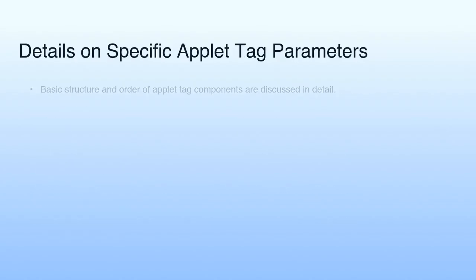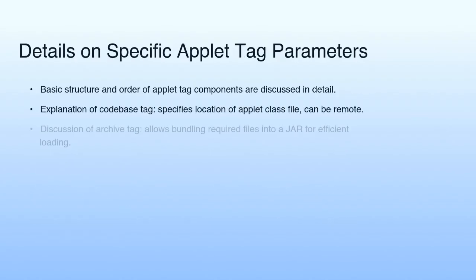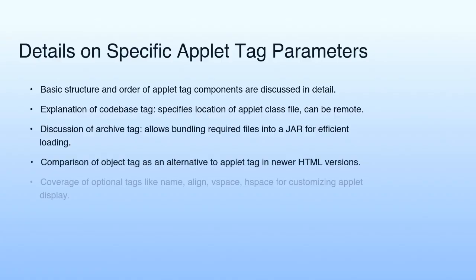The basic structure and order of applet tag components are discussed in detail. The codebase tag specifies the location of the applet class file, which can be remote. The archive tag allows bundling required files into a JAR for efficient loading. The object tag is an alternative to the applet tag in new HTML versions. Optional tags like name, align, vspace, and hspace can customize the applet's display.